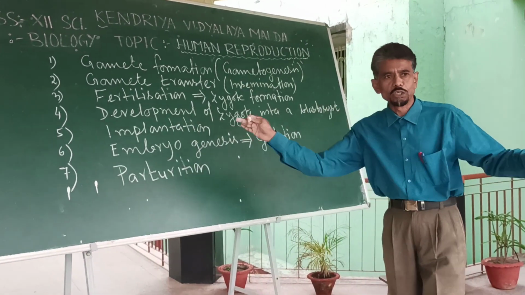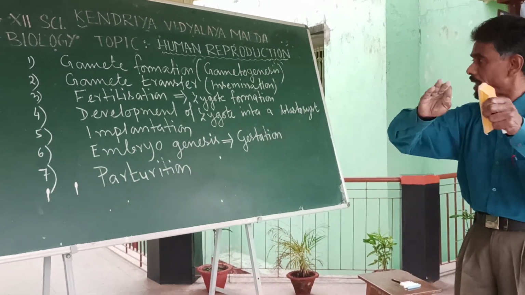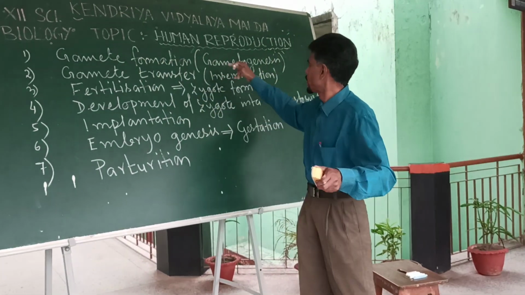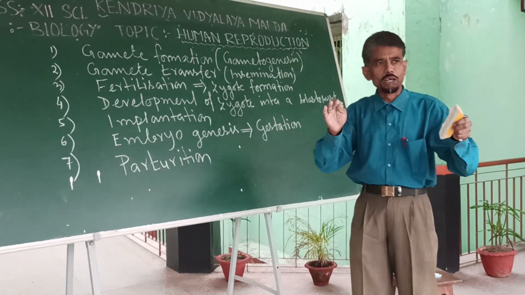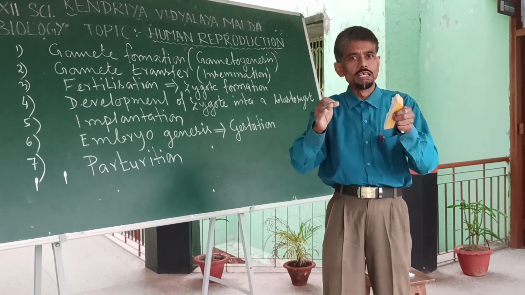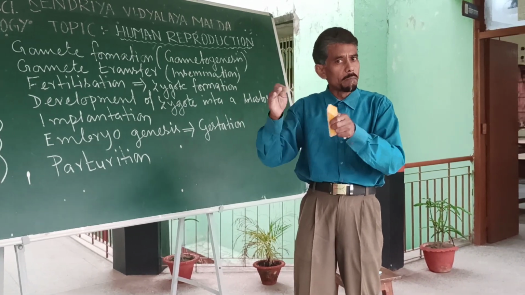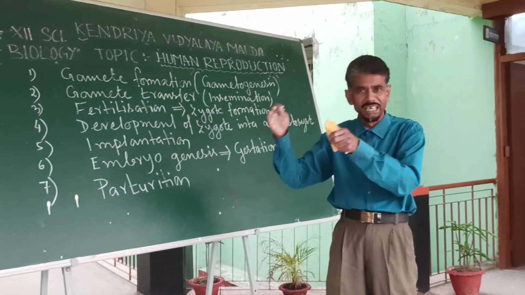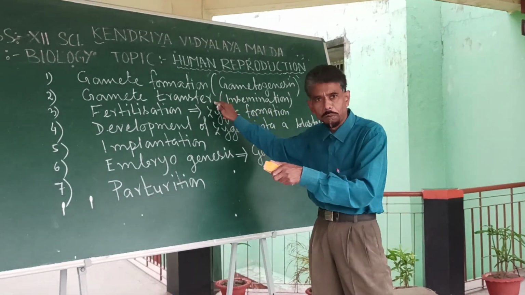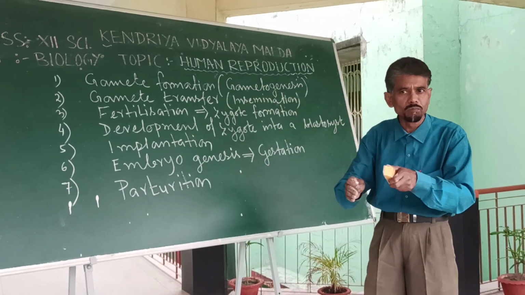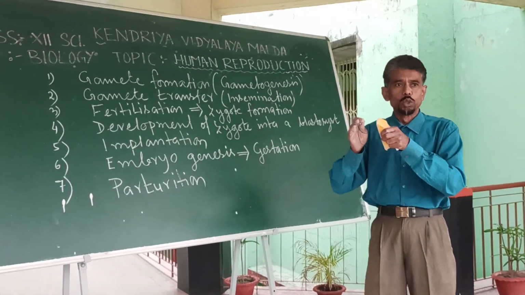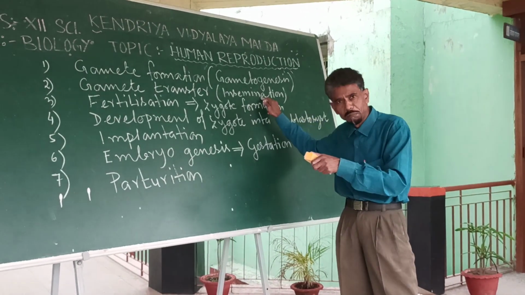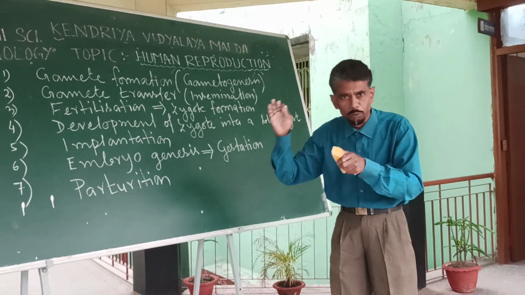So the whole process of human reproduction takes place under these following events: gamete formation or gametogenesis. This gametogenesis in case of male, that is formation of sperm, is called spermatogenesis. In case of female, formation of ovum, called oogenesis. Second step, transfer of gamete. Here the male gamete sperm will transfer to the female reproductive tract. This process we call insemination. This is done through copulation.